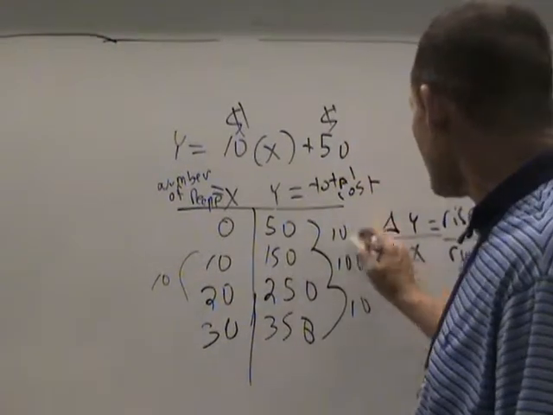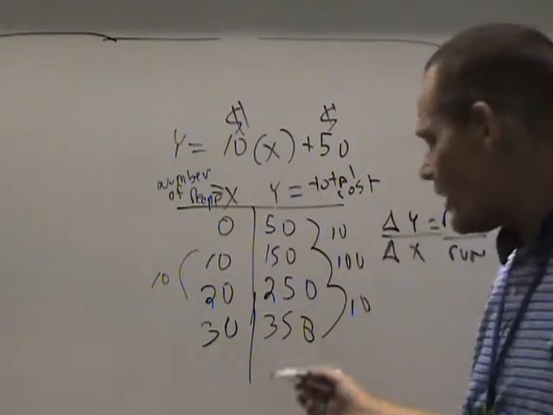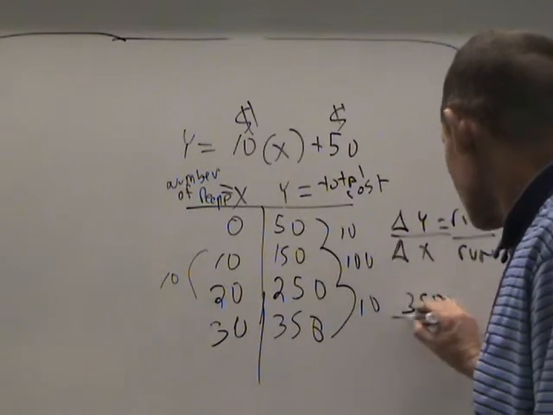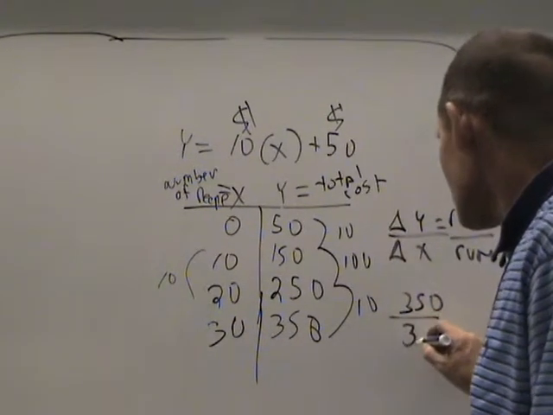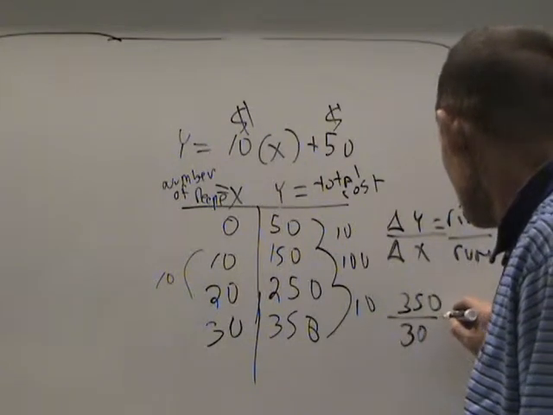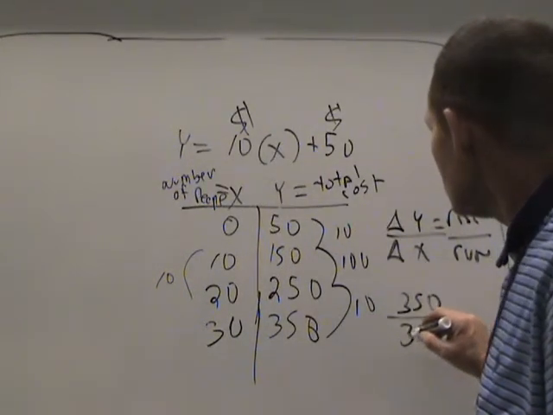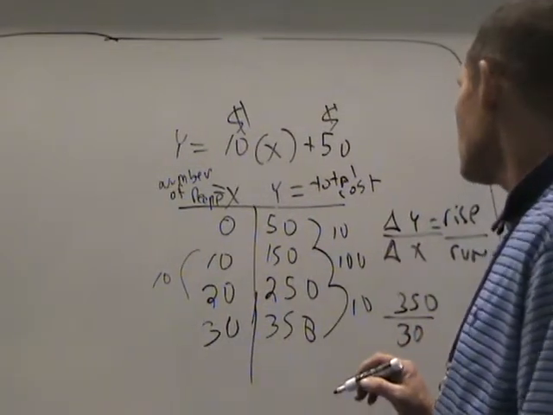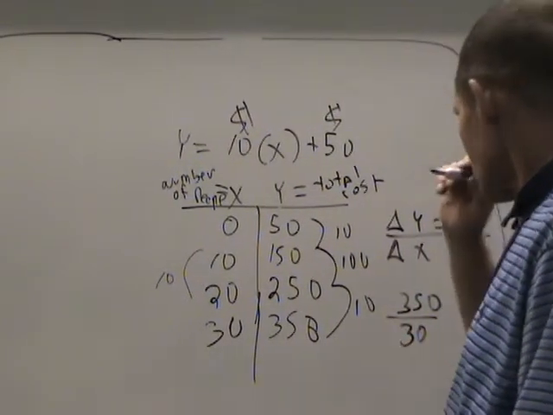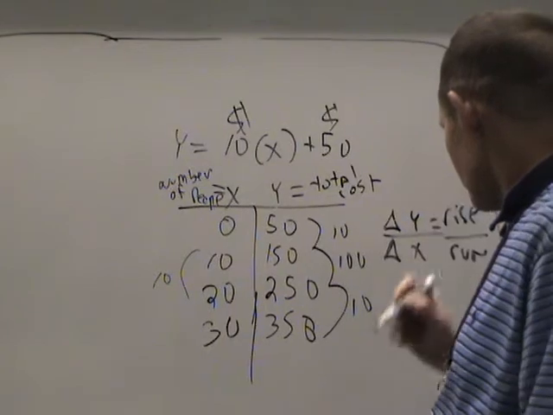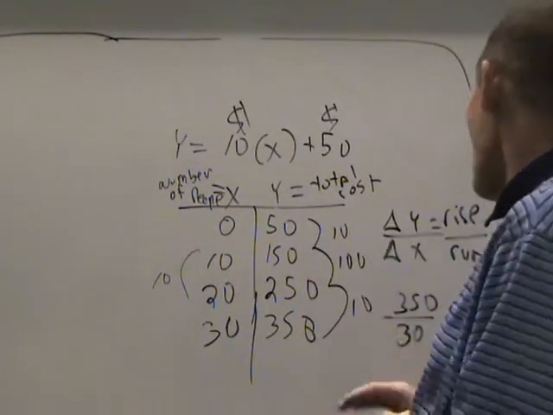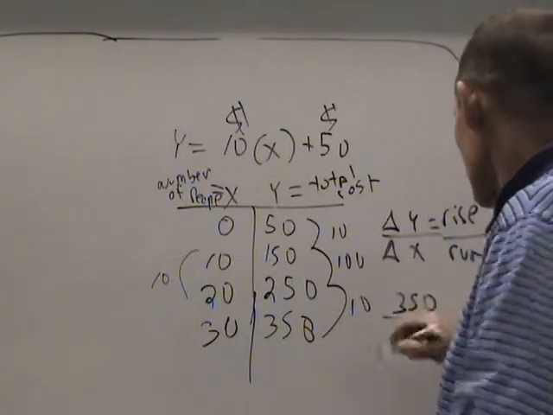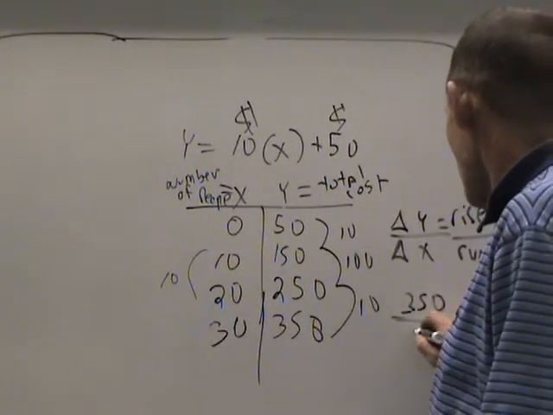It'd be y. What's y? We could pick any y we want. We could pick this one, 350 divided by 30. And guess what that's going to equal? Wait a second. 50. Oh, yeah. The change in y over the change in x. So what's the change in y? 10, is it 10?